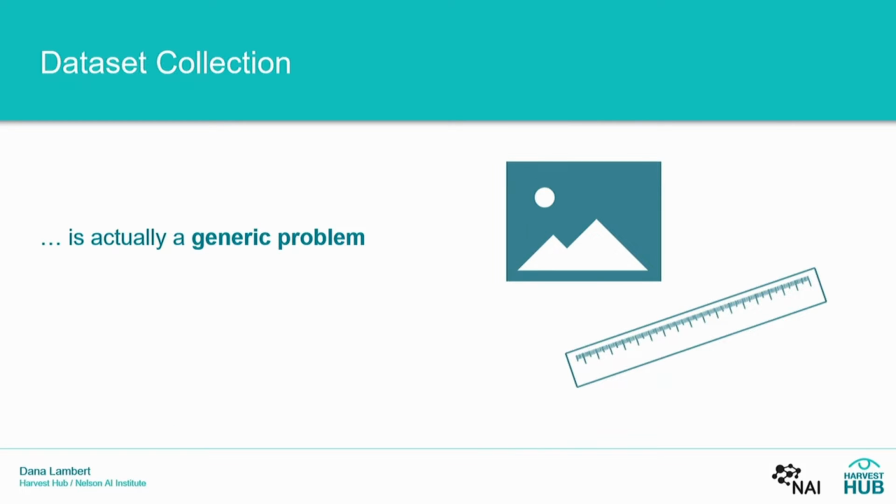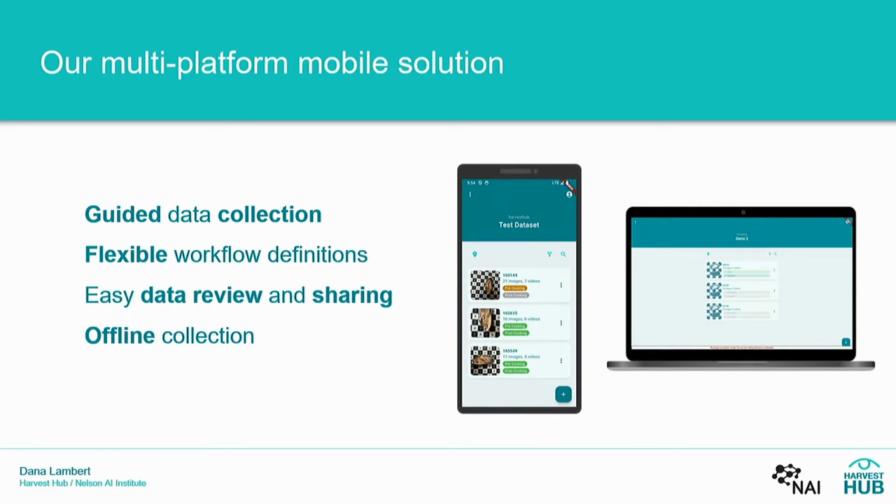And when you think about this, it's quite common to need large standardized data sets. And in computer vision, it's quite common to need your images as well as your measurements and keep these organized. And finally, for field-based data collection, you might find yourself without an internet connection. So this problem isn't just related to muscles, it's actually quite generic. So how did we solve this?